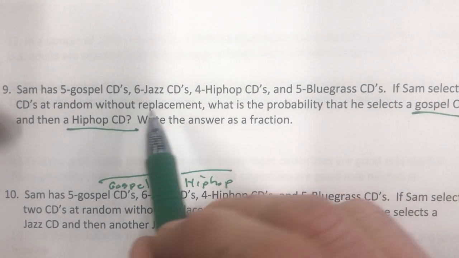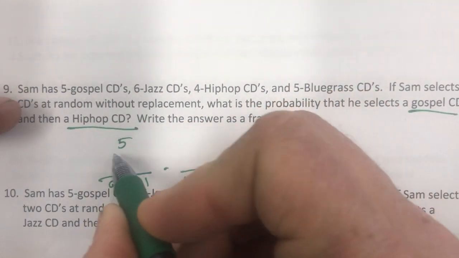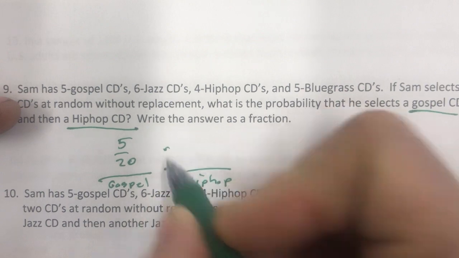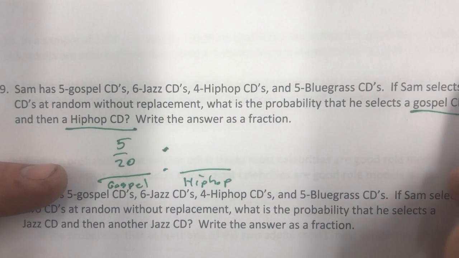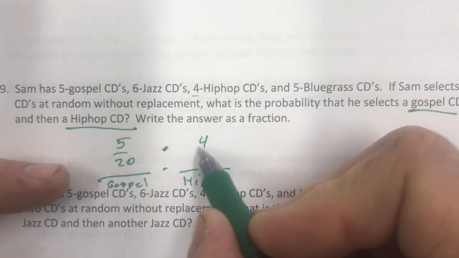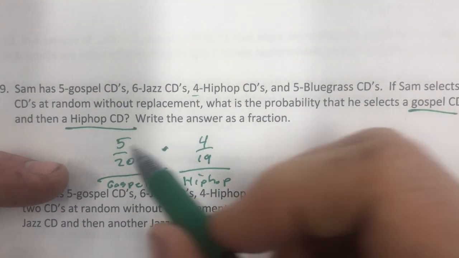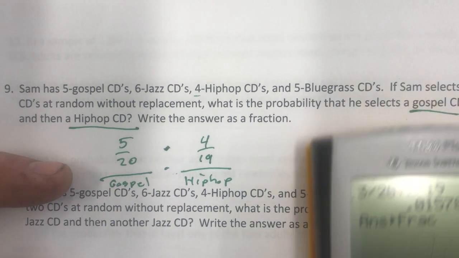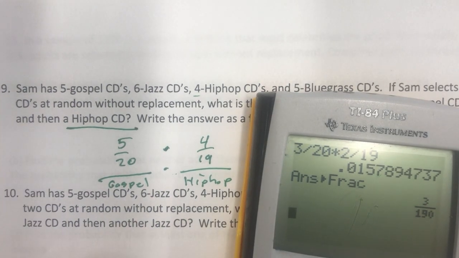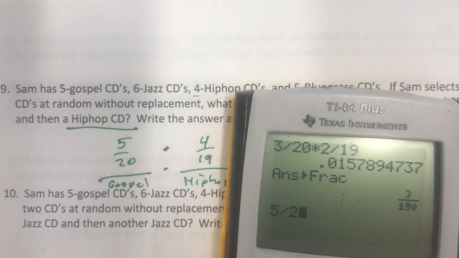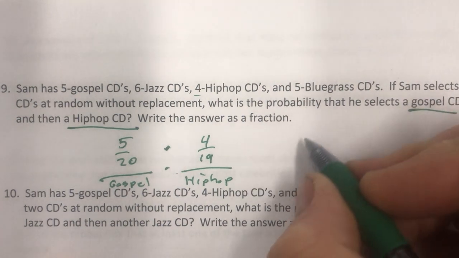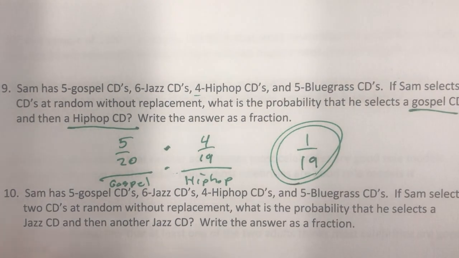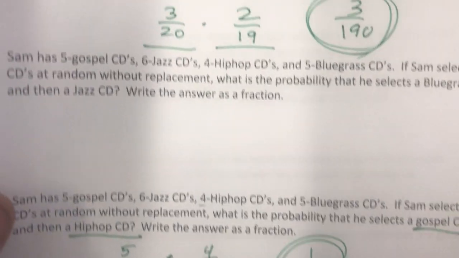A gospel. All right, there's 5 gospels out of 20. That's my first event. All right, then he wants a hip hop. And for a hip hop, there's 4 of those, and now there's only 19. So that's what I multiply there. All right, so 5 divided by 20 times 4 divided by 19. And that's 1 over 19.